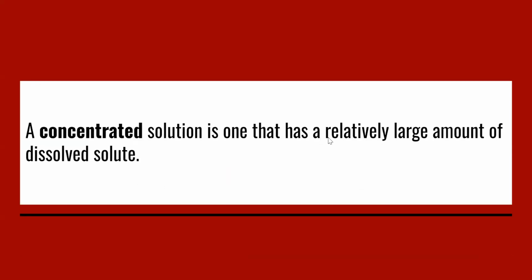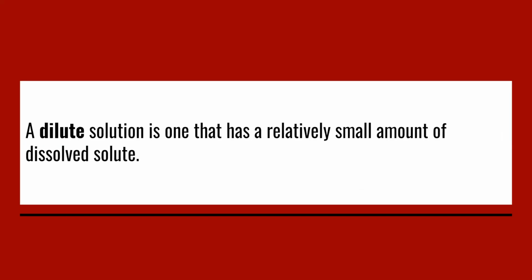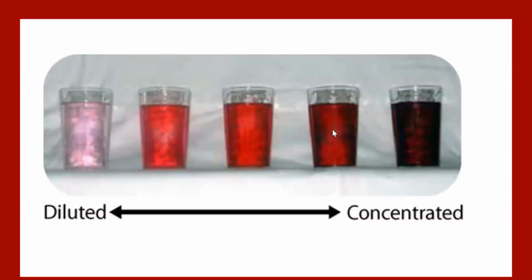Then a concentrated solution is one that has a relatively large amount of dissolved solute. And a dilute solution is one that has a relatively small amount of dissolved solute. When you go to the grocery store, you buy 100% orange juice, that's the concentrated one. You can have 5%, that's the dilute one. We can relate this to everyday life.